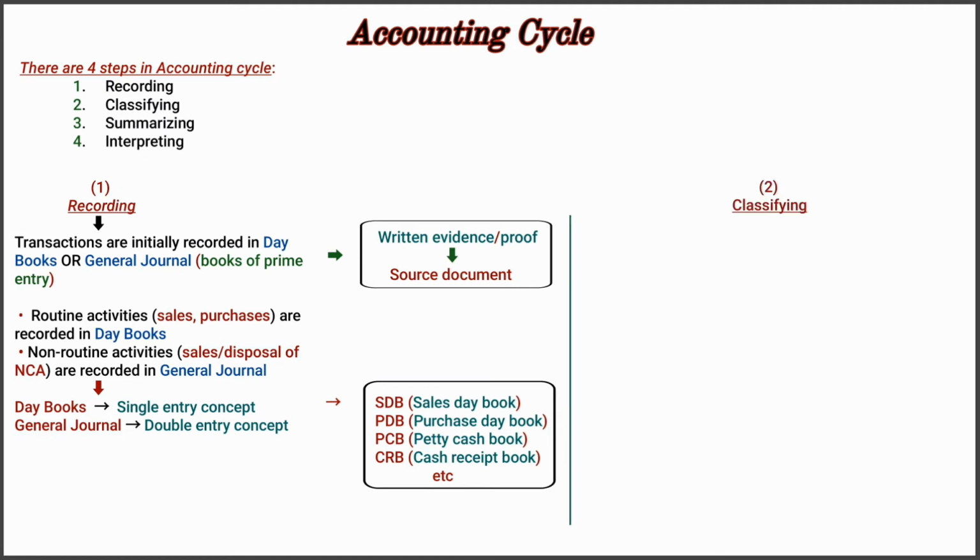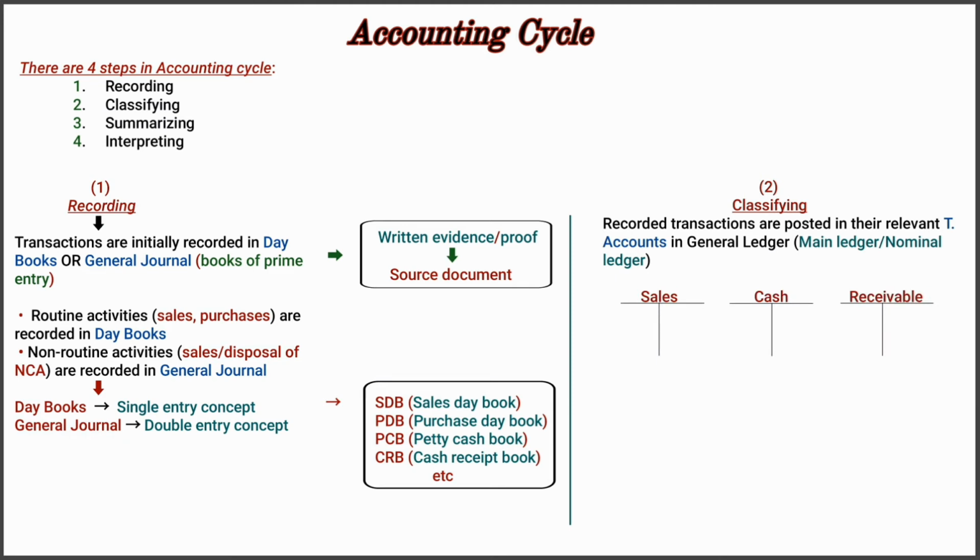Next, step number 2 is classifying. Recorded transactions are posted in their relevant T accounts in general ledger, also called main ledger or nominal ledger. T accounts are basically T-shaped accounts in which similar transactions are posted, such as all sales transactions are posted to the sales account, as well as cash, receivables, payables, expenses, incomes, etc., are posted to their relevant T accounts.